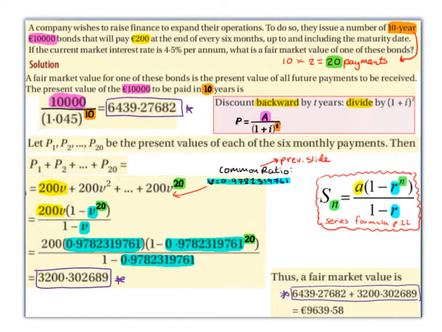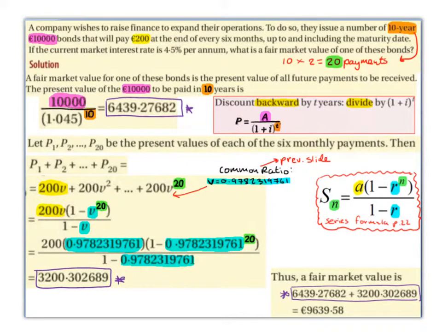Now what we want to do is use our series formula from page 22, which is Sn equals A times (1 minus R to the power of n) divided by (1 minus R). So our A is going to be 200V. That's going to be multiplied by 1 minus R, so 1 minus V, because R is V, to the power of n, so to the power of 20, all divided by 1 minus R, so all divided by 1 minus V.